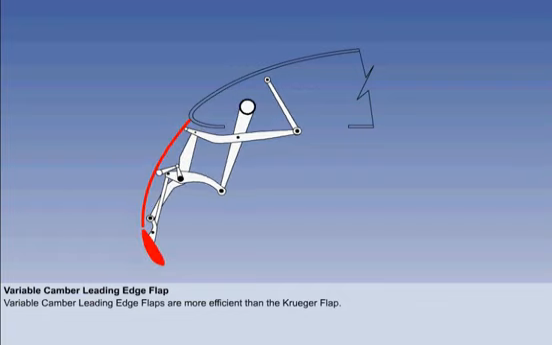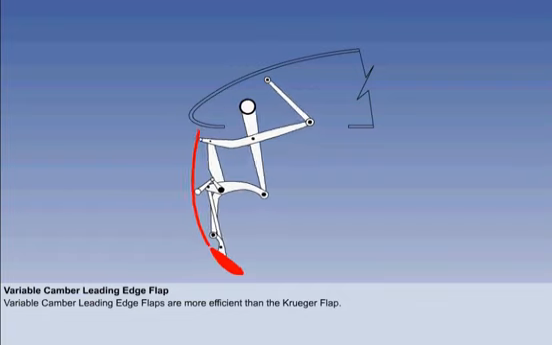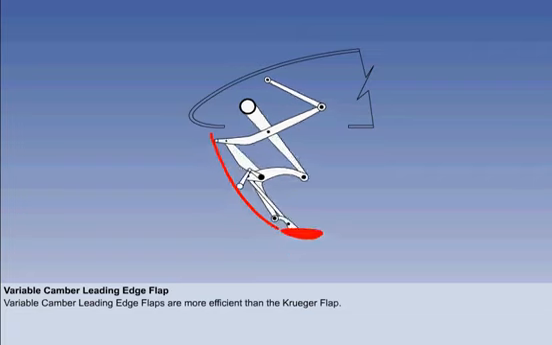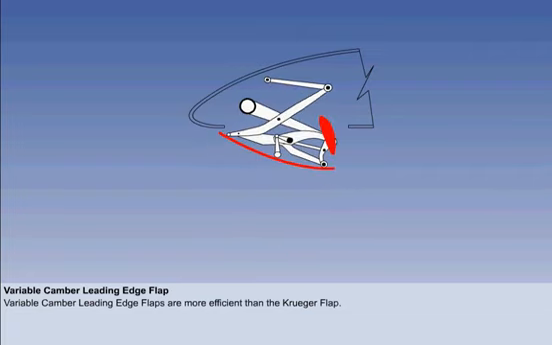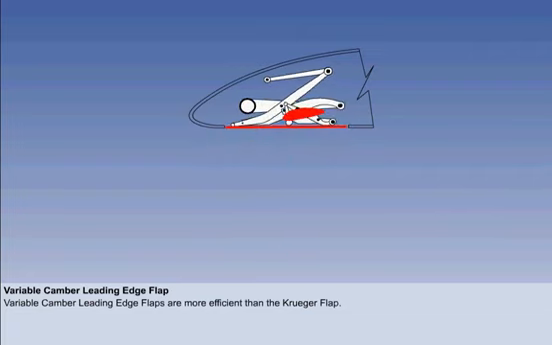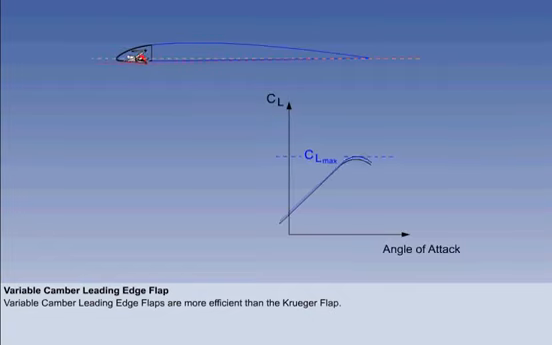Again, there are no intermediate selections possible. They are either in or out. In practice, their speed of operation is about twice that illustrated. With the variable camber leading edge flaps out, the camber of the wing is increased slightly more than with the Kruger flap. And as you can see, CL max is also increased. The forward end of the chord line is once again lowered, which increases the stall angle.